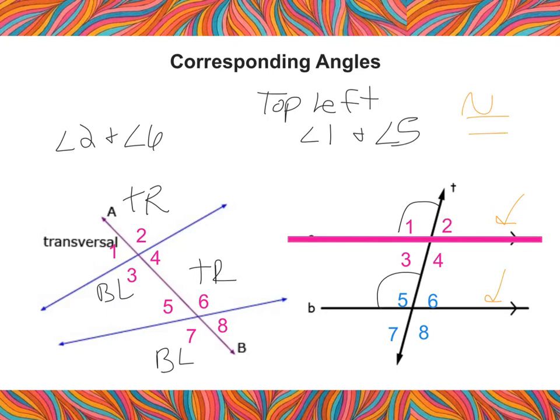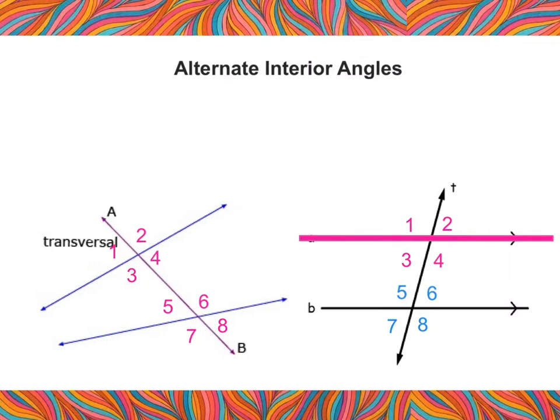However, they are not congruent over here in this picture. So angles 2 and 6 are not congruent. And if I look at those, I mean, they don't even look like they're the same angle, but they're not congruent necessarily. On to alternate interior angles.